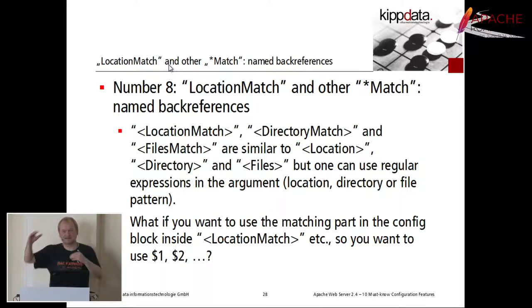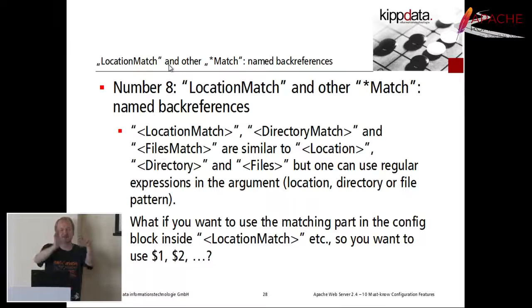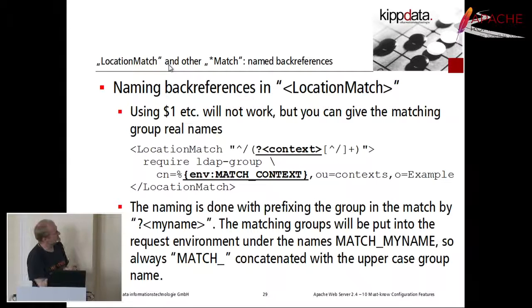Sometimes in the block that's denoted by LocationMatch, you want to use the match that happened inside your configuration directives. And typically in the mod_rewrite style, you would try to use $1, $2 to back reference something that's in another line. But that will not work because there is no direct relation between LocationMatch and what's inside. But there is a notation to do it. How would you do it?